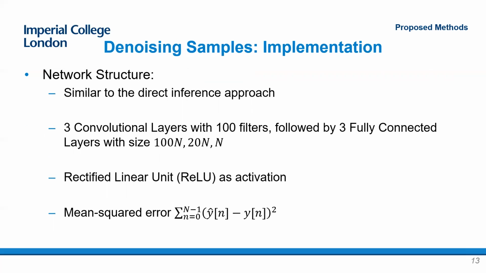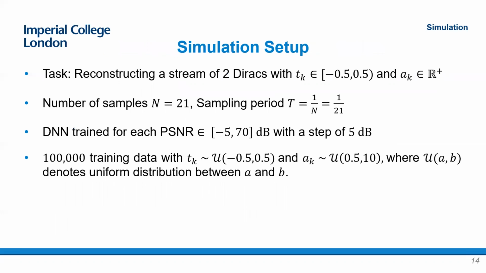The training setting is similar to that used in the direct inference approach. The only modification in the network structure is the change in the size of the 3 fully connected layers to 100n, 20n, and n respectively. The training loss function is the square difference between the denoised samples y hat and the noiseless sample y.